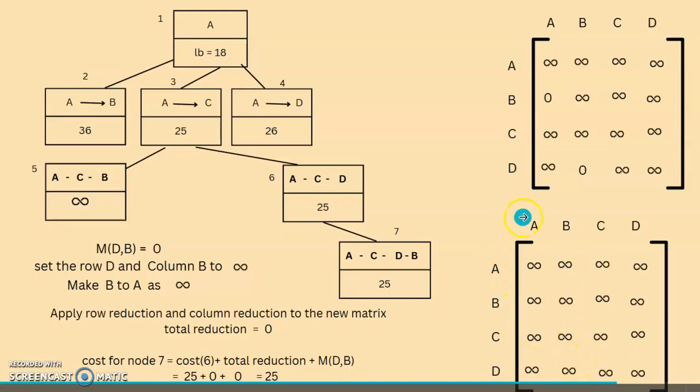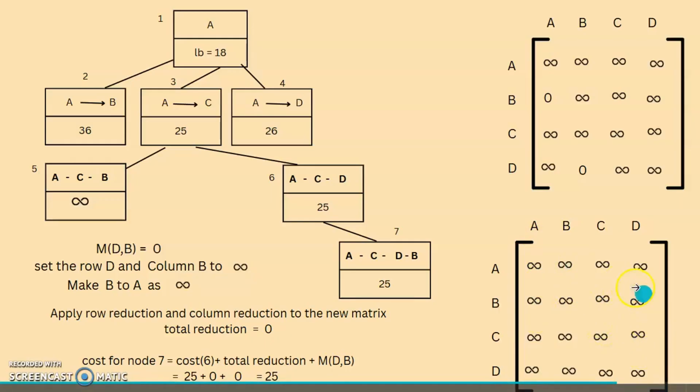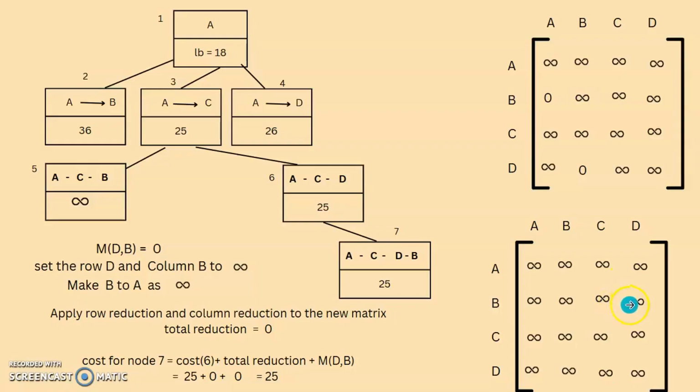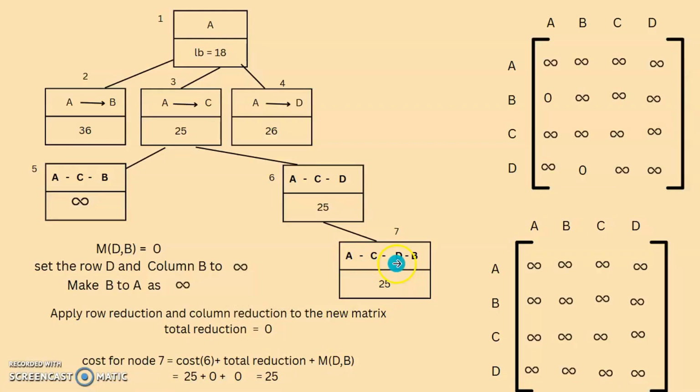And also B to A, the entry B to A also you make it as infinity. So now this is the matrix we got it after making the changes, which contains all the values are infinity. So no row reduction and column reduction required. That means the total reduction for this matrix is 0. So now you apply this calculation, cost of 6. So what is the cost of 6? 25. And total reduction for this matrix is 0. And the distance is also 0. So what is the value? 25. The 25 is the value for A to C, C to D and D to B.